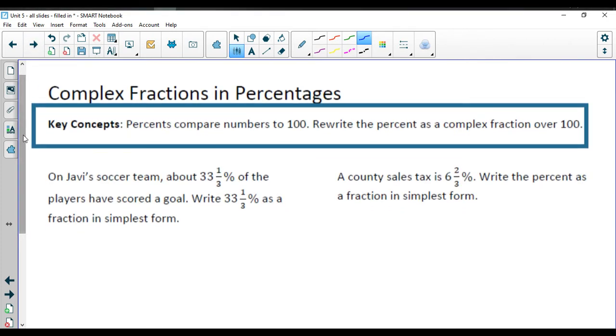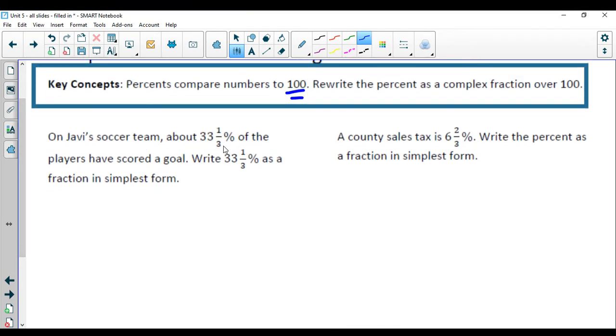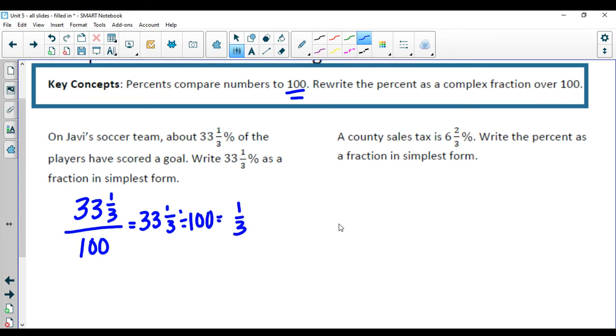Complex fractions and percentages. Keep in mind that percents compare numbers to 100. So if we have a complex fraction inside our percent, we're going to rewrite the percent as a complex fraction over 100. So the first example, on Javi's soccer team, about 33 1/3% of the players have scored a goal. Write this as a fraction in simplest form. So we're going to take 33 1/3, dropping the percent symbol and put it over 100. And when we type into our calculator 33 1/3 divided by 100, we get 1/3 as our reduced fraction. So 33 1/3% is equal to 1/3.